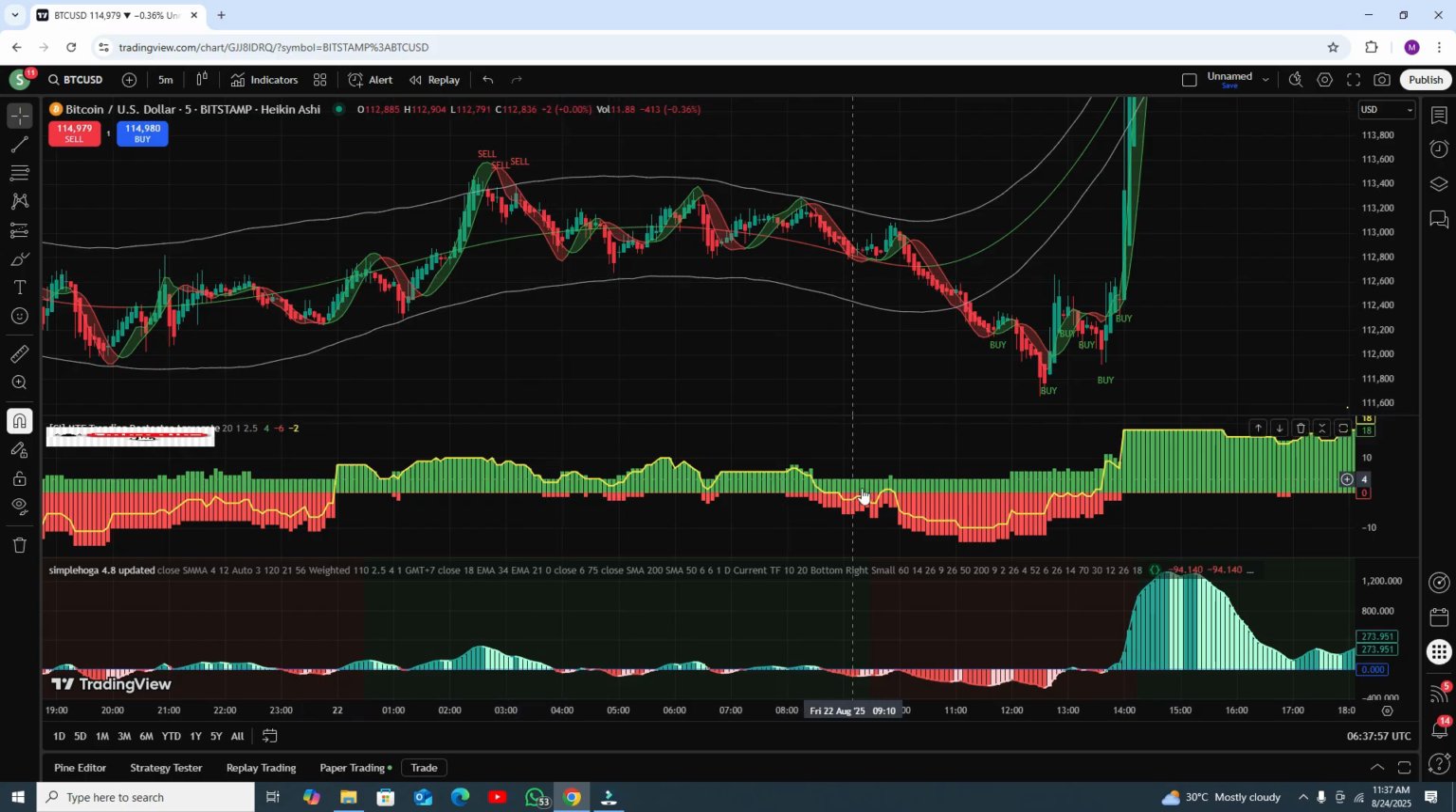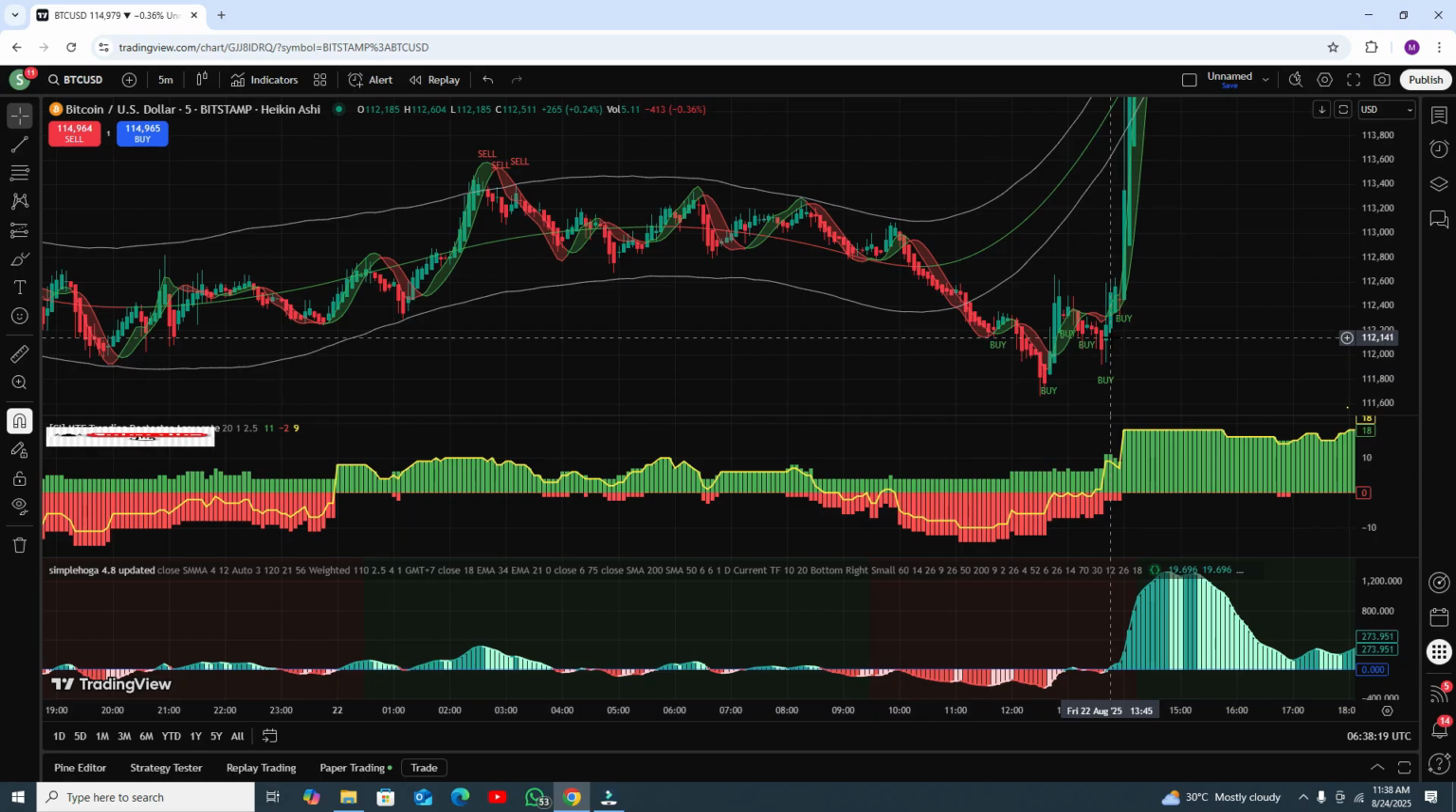Like this one, the yellow line comes below the middle line, the histogram is red, so take the entry, put your stop loss, and a 1/1 ratio take profit. That's it. You can see it's very simple but a very effective strategy. Let me show you some more things.